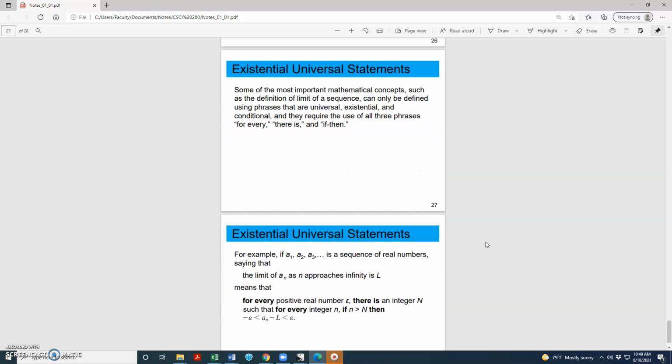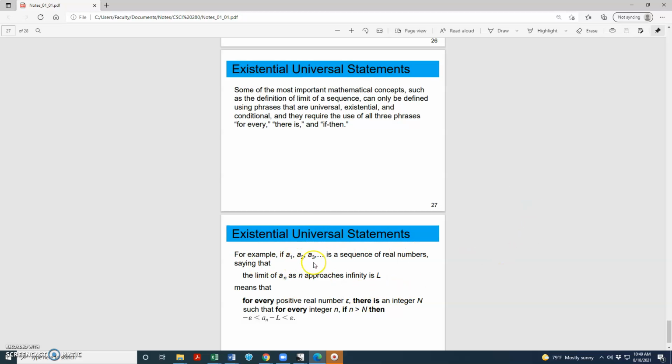Finally, we've seen problems that have just one of each of these. We've seen a few examples that have two of them. It is even possible to need all three of these: the universal, the existential, and the conditional. Here's an example where we'll see that.